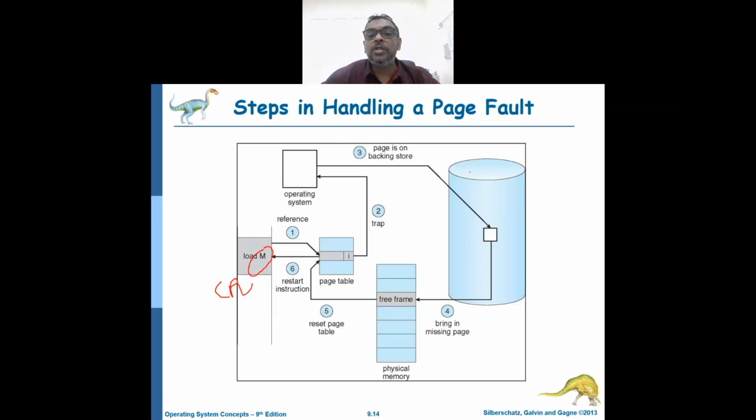Where is the file? Oh, the file is inside the backing store or inside the hard disk. The file exists, but it has not been brought in yet. So the operating system will get that particular file and bring it back inside the physical memory. Okay, it locates a place somewhere, and then it will update the page table again and restart the instruction, and then load the file back to the CPU.